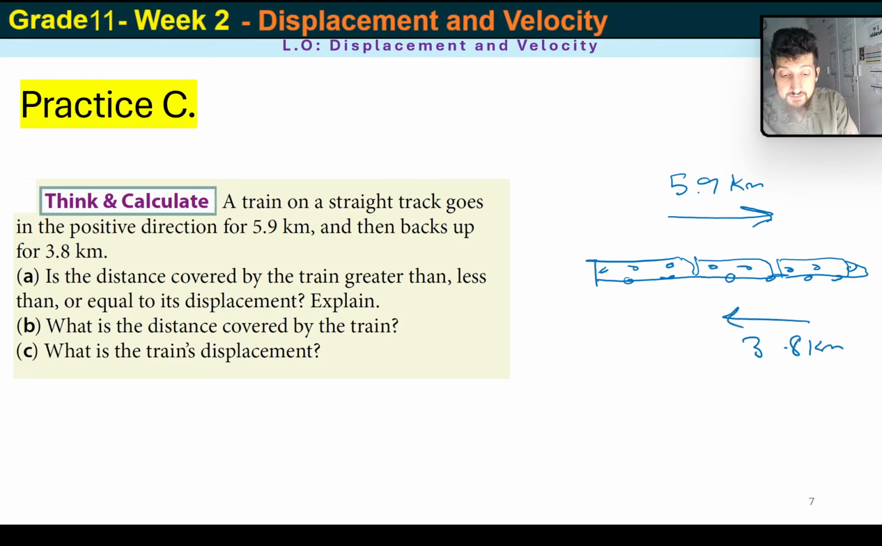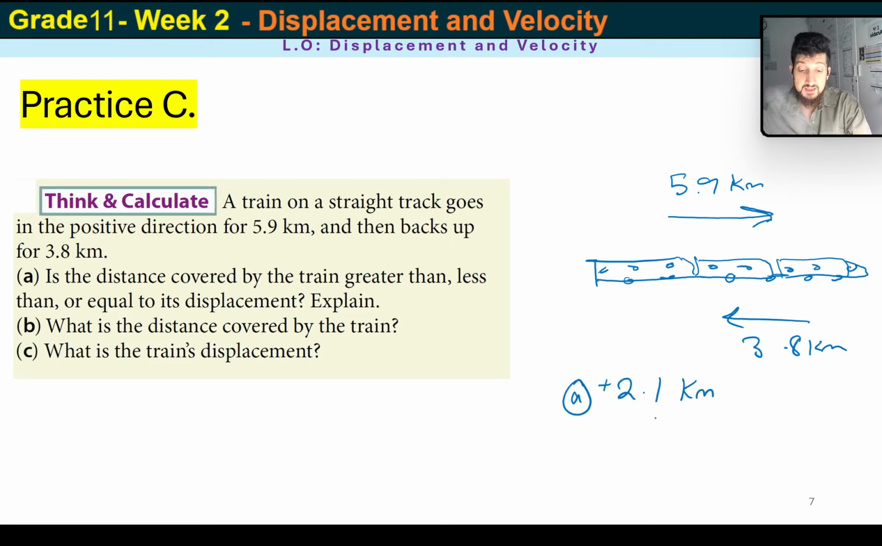3.8 kilometers. Is the distance covered by the train greater than, less than, or equal to the displacement? Well, of course, the distance is going to be greater than the displacement because it went forward and then it came back. The displacement is basically the change in position. So the displacement is going to be 5.9 minus 3.8, which is 2.1 kilometers forward, or plus 2.1 kilometers.